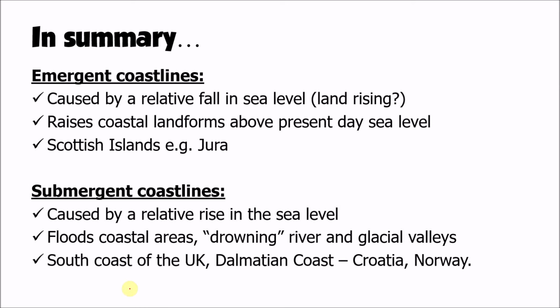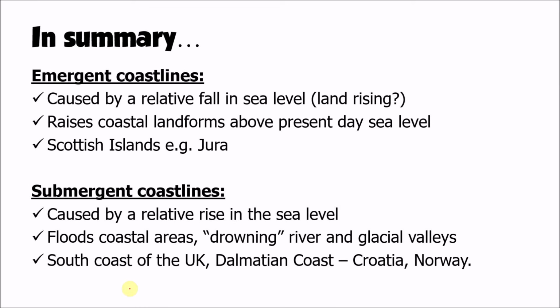So in summary then, the main difference between emergent and submergent coastlines. Emergent coastlines are caused by a relative fall in the sea level. Remember, that could often be as a result of the land rising. It takes those coastal features like caves, arches, stacks, beaches, and it raises them above the present day sea level. Great examples of that are Scottish islands like the Isle of Jura.